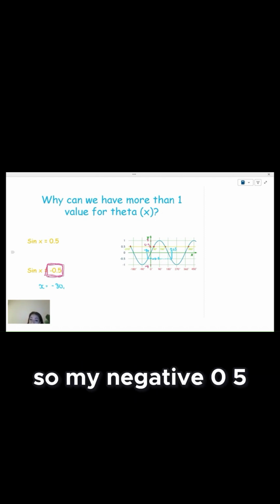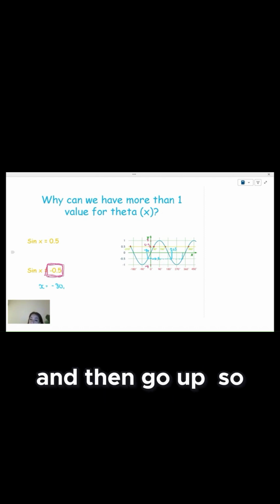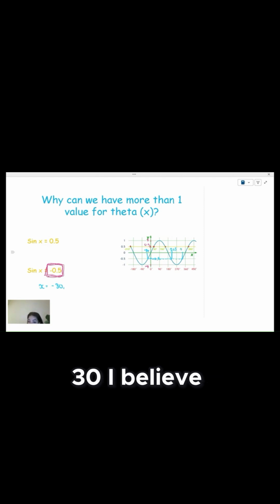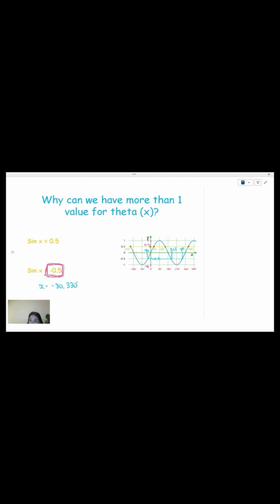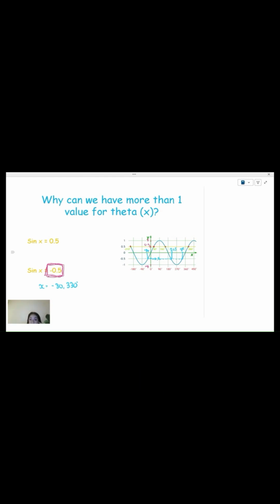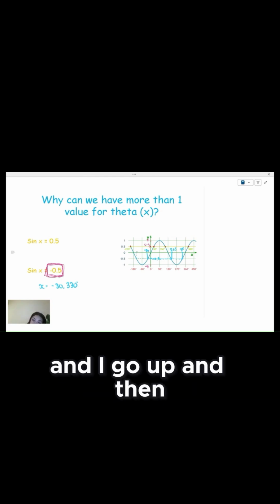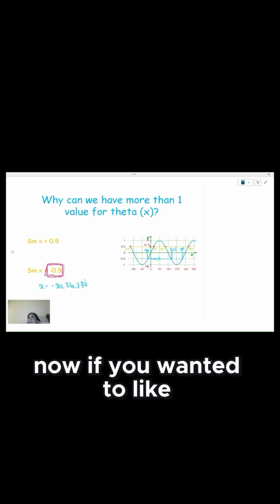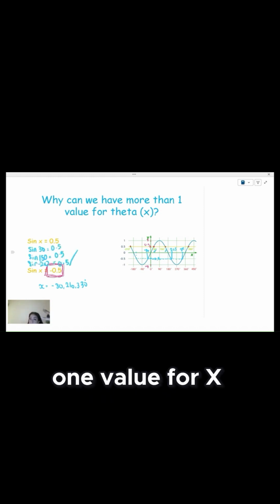So I'm at negative 0.5. I go all the way across until I hit the line and then go up. So this value over here would be 330, I believe. So 330 is another value. So all of these are values for x. If I go to that side, again, I go all the way there and I go up, and then it'll give me my fourth value. Now, if you wanted to double check, you can literally just put it onto a calculator. You see why you've got more than one value for x?